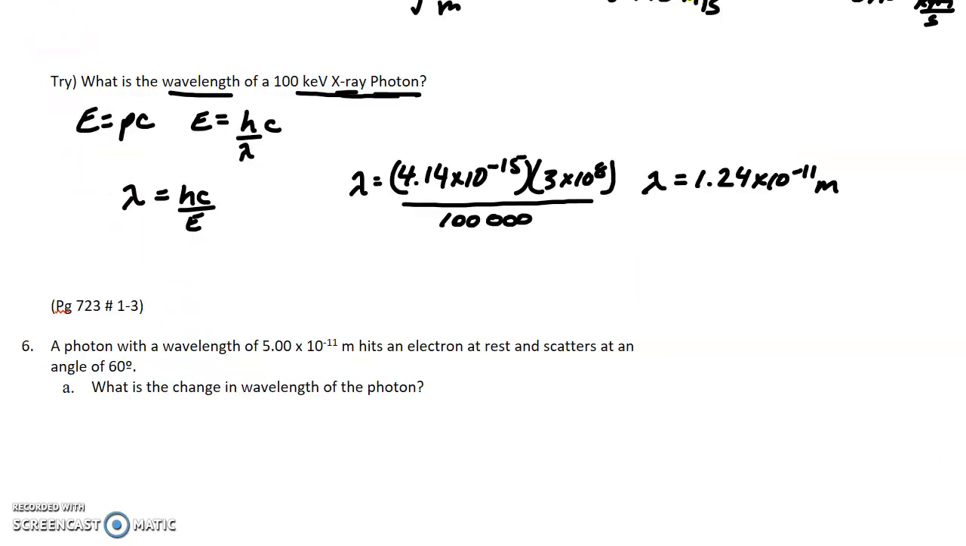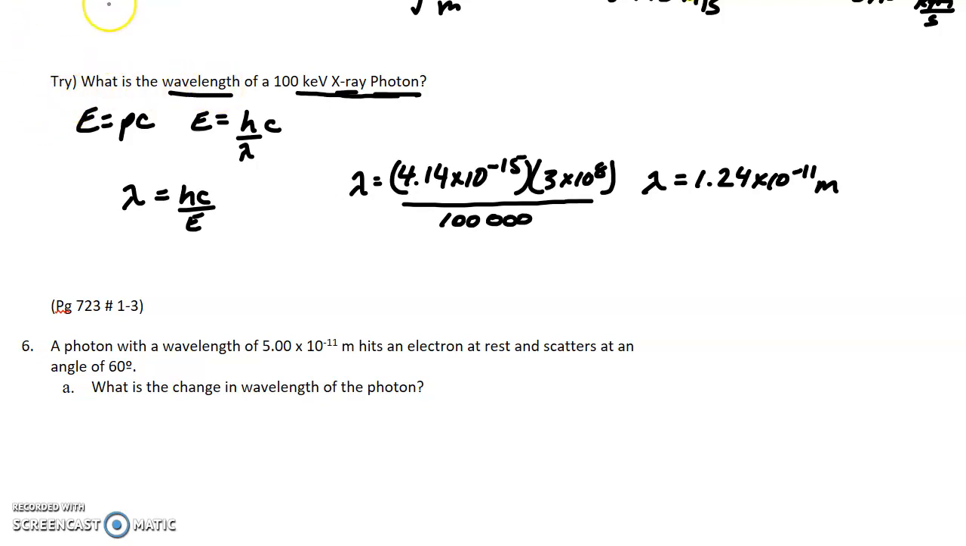Welcome back, and just like we did in example number 4, the energy is equal to the momentum times the speed of light. Because this is a photon, we can use this equation. We could not use it with the previous problem because it was not a photon. So, manipulating, the wavelength is equal to hc over E. Plugging in the numbers, because the energy has been given in electron volts, we're going to use Planck's constant as 4.14 times 10 to the negative 15 electron volt seconds, and you find that the wavelength is 1.24 times 10 to the negative 11 meters.